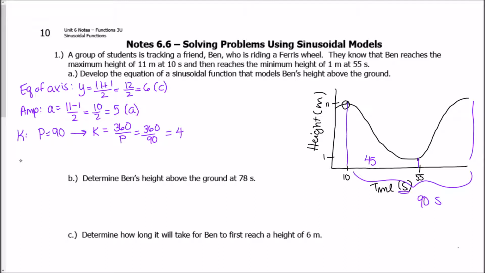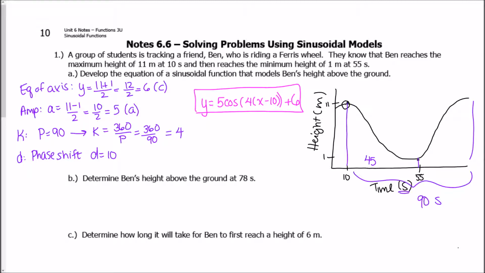Okay, and then the last thing that I need to know is what my phase shift is. So for my phase shift, I can see that it moved 10 units to the right because my maximum is not occurring at 0, it's occurring at 10. So that means that D equals 10. With all that information, I can put it all together and I can say that the equation of my function is going to be y equals 5 times the cosine of 4 times (x minus 10) plus our equation of our axis, which is 6.